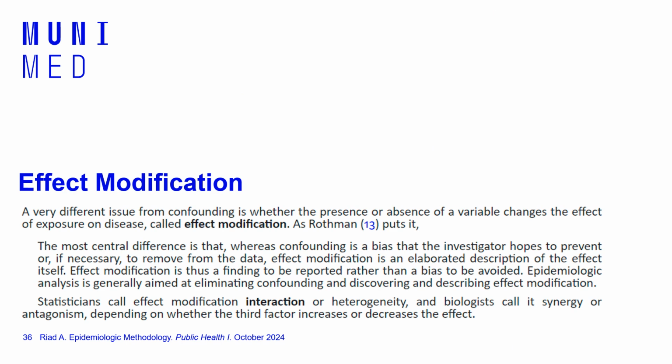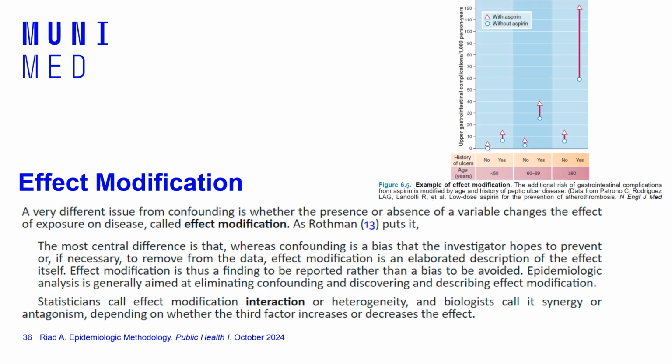Okay. Finally, we have effect modifiers or effect modification. Effect modification is a group or subgroup of confounding variables that will always increase the effect of medicines, that will always increase the effect of exposures, that will always lead to overestimation.